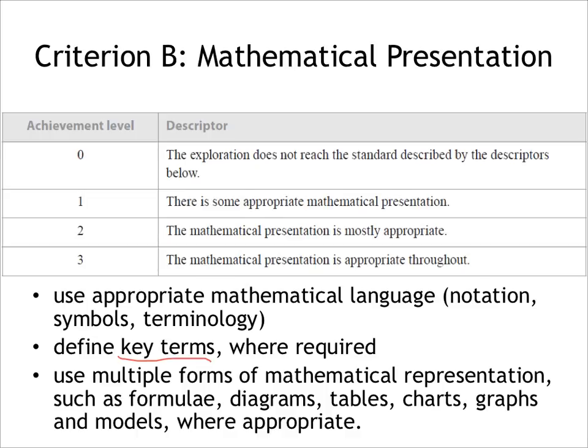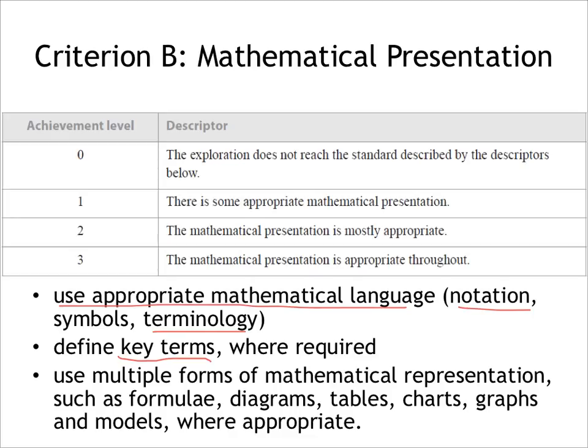Use appropriate mathematical language. Use the right words. Don't say the place that the line crosses the x-axis. Talk about the x-intercept or the zeros or the roots. Use appropriate language as much as possible. This includes your notation, your terminology, your symbols.